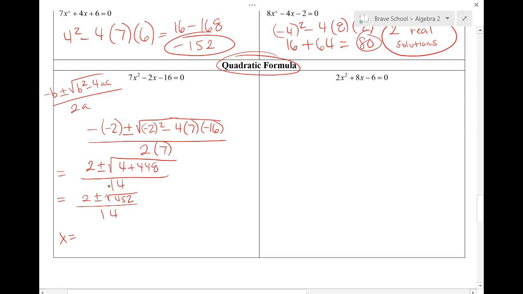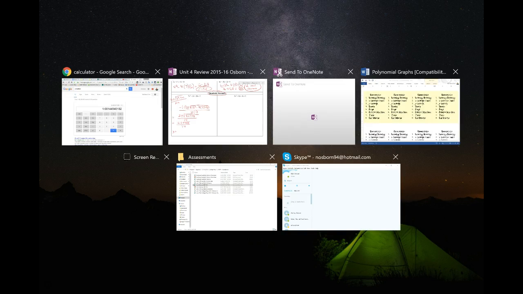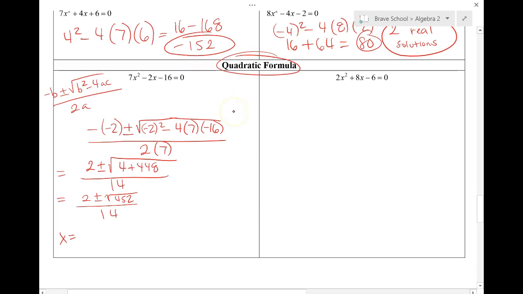Okay, so the first one, I'll show you how to do it here. It's going to be 2 plus the square root of 452. So let's take the square root of 452, and we can just add that to 2. And then it's all that divided by 14. So 1.66. Our answer there.